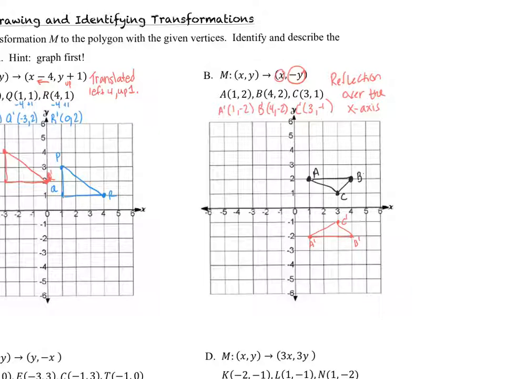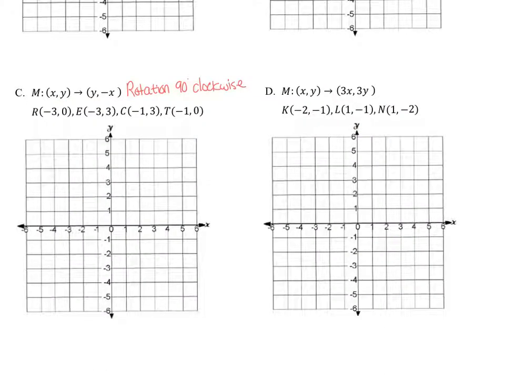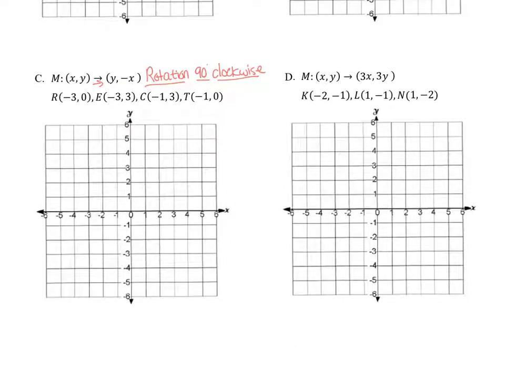Notice my pre-image has my regular letters, and my reflected image has prime. Because I've memorized my transformations, I already know that (x, y) being mapped to (y, -x) is a rotation 90 degrees clockwise. I'll show you the chart that I've memorized so you can do the same. If you're struggling with this concept, it's a little bit easier just to memorize it.